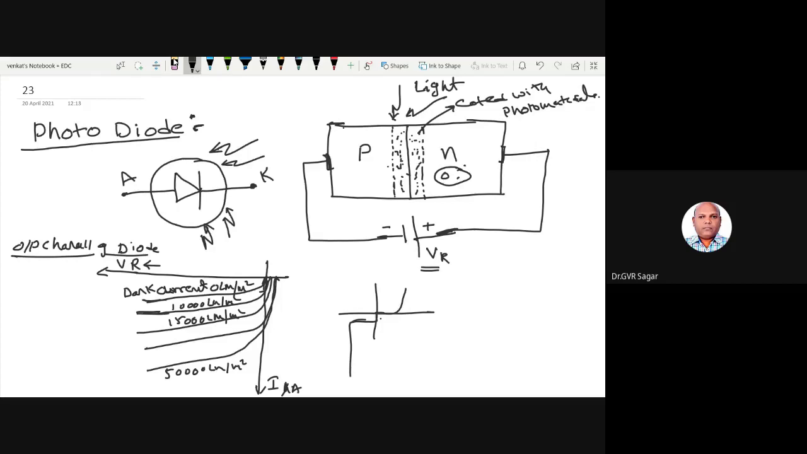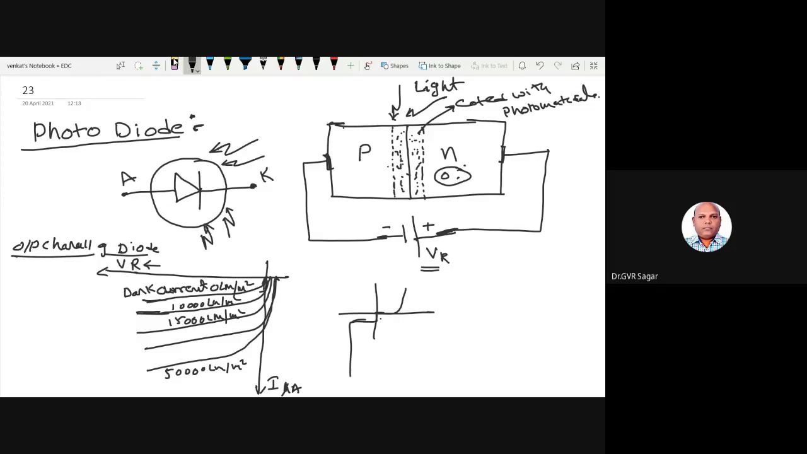And at zero luminance, when no light falls on this junction, the current generated is called the dark current. Minimum current is generated. That is called the dark current. So this is about the photodiode.